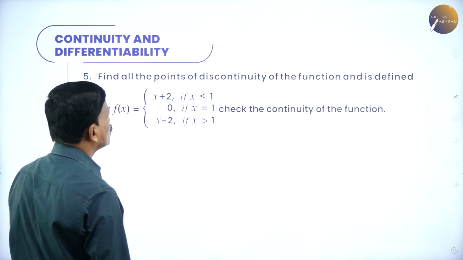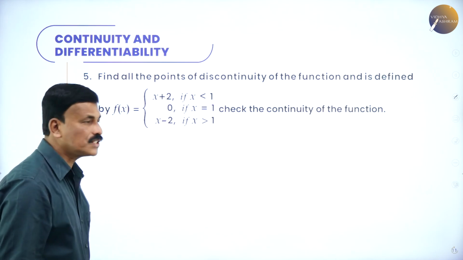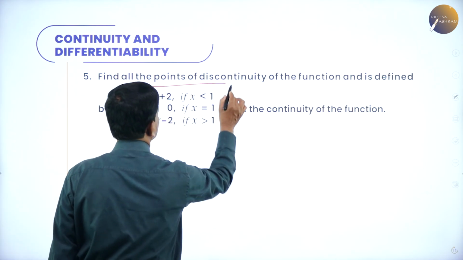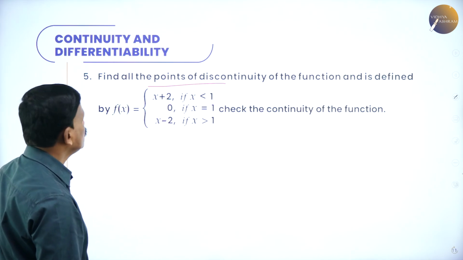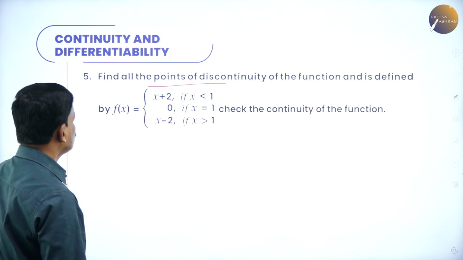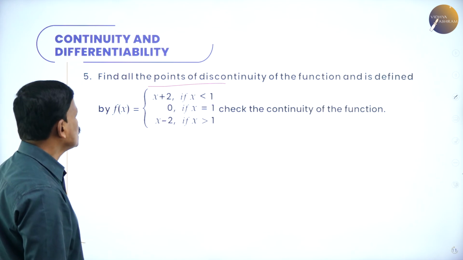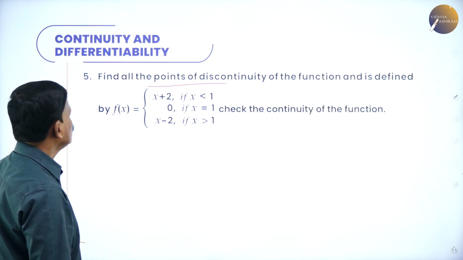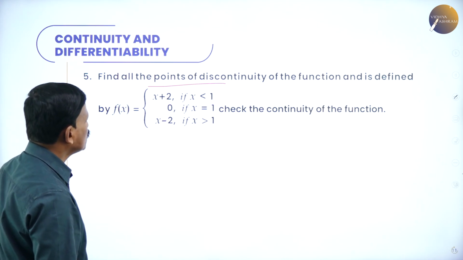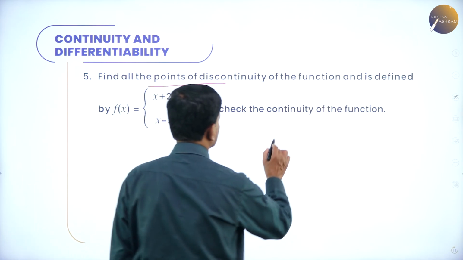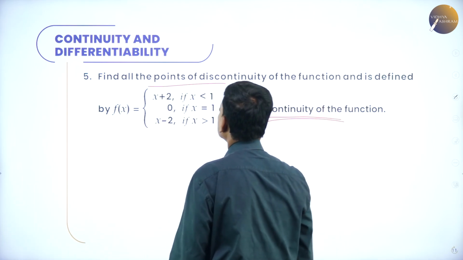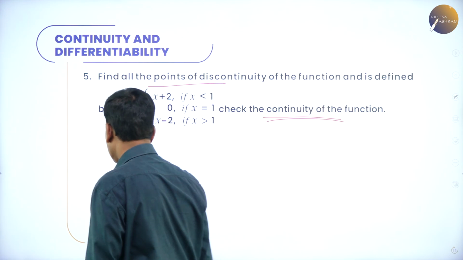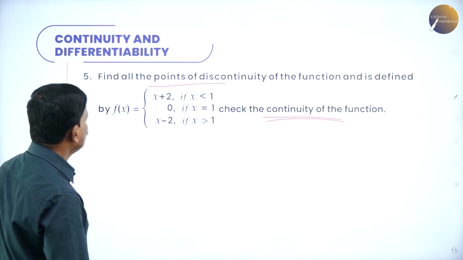Find the point of discontinuity of the function. What is required is to find the points of discontinuity of the function defined by f of x is equal to x plus 2 if x is less than 1, 0 if x is equal to 1, and x minus 2 if x is greater than 1. Check the continuity of the function and find the point of discontinuity.